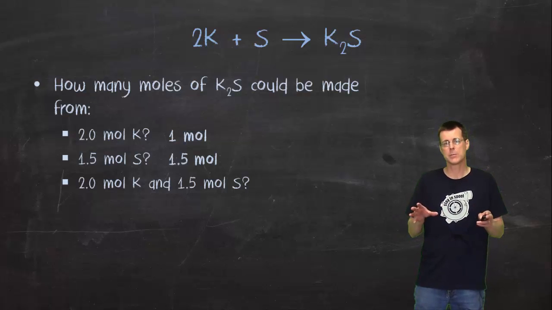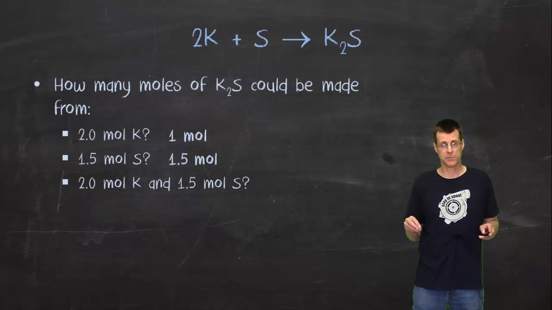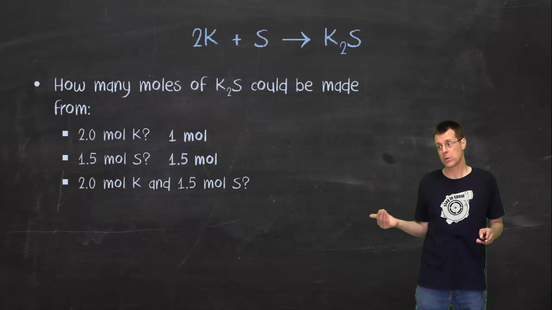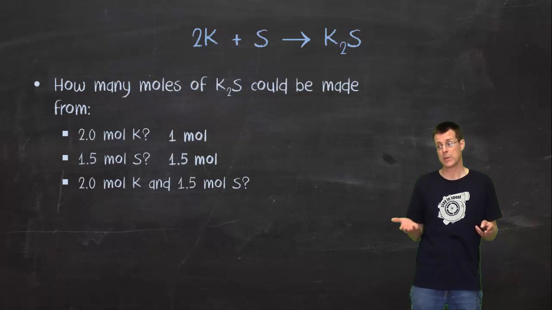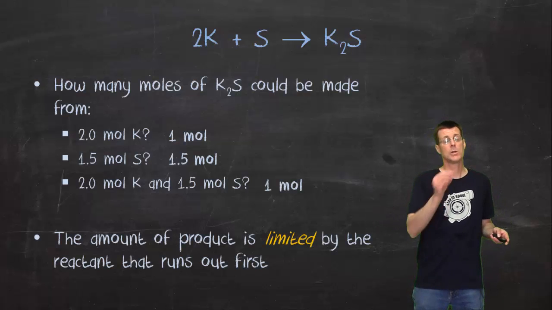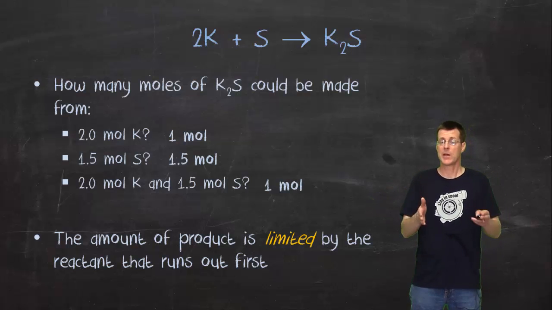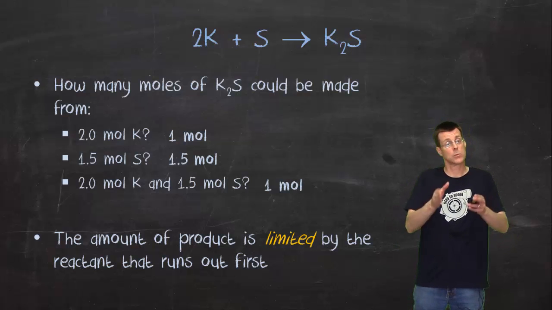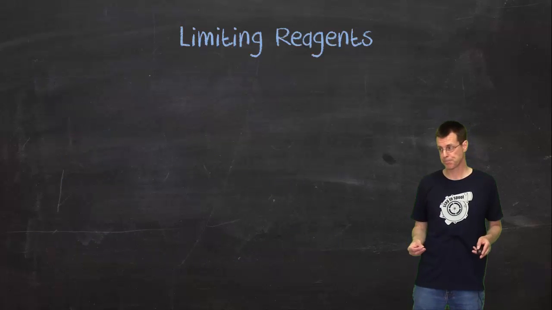Now that's a little bit different from food, but really not different from food. I'm still not going to eat it, but the rules would be the same. I'm going to run out of potassium first because the potassium I have available is only able to make 1. So instead of talking about sandwiches now, I'm going to talk about chemistry and say that the amount of product is limited by, in this case, the potassium, the reactant that runs out first. And the reactant that runs out first is now called the limiting reagent.